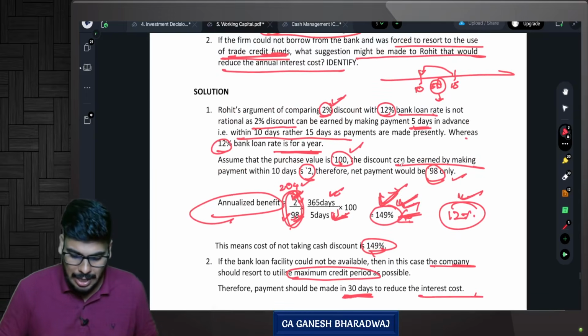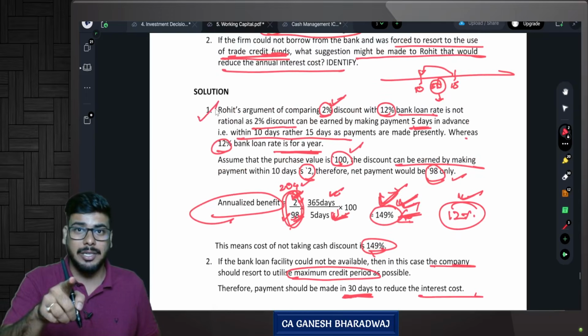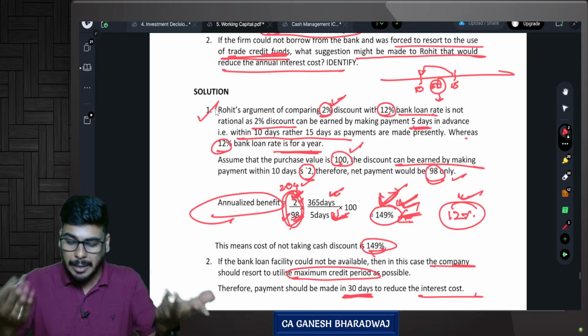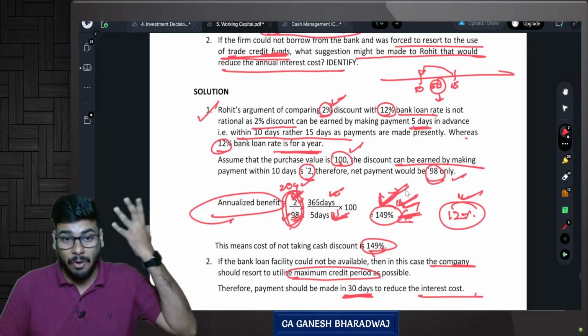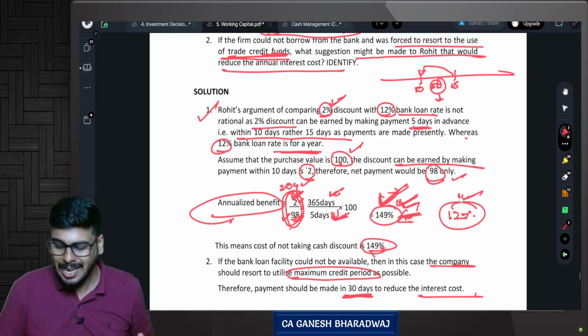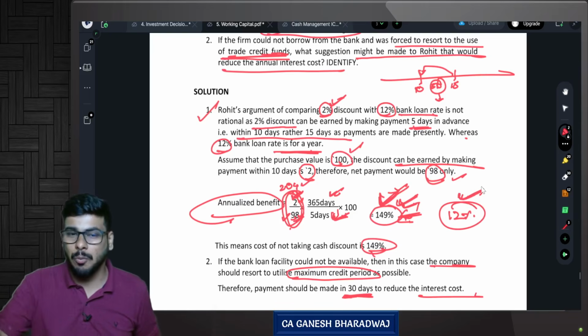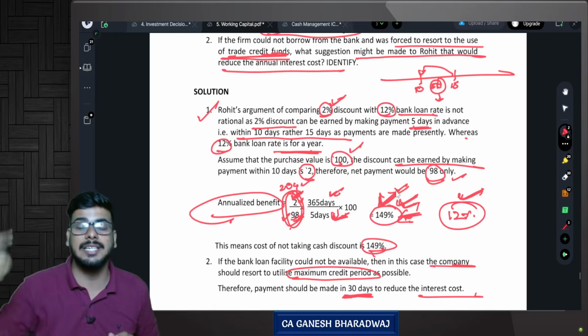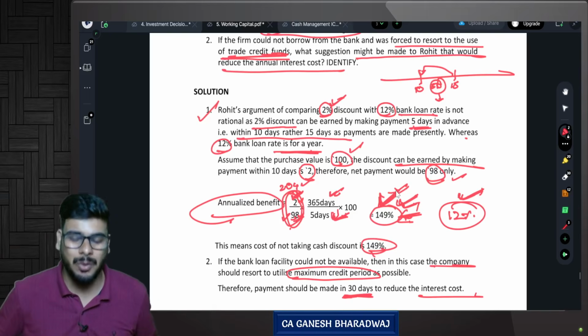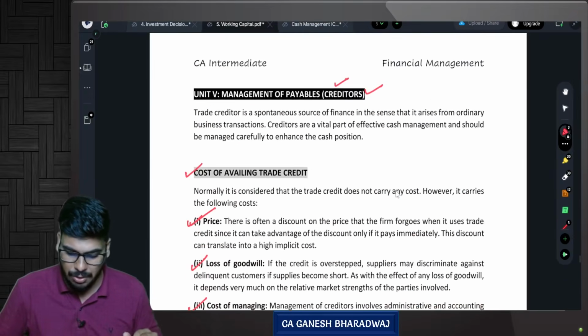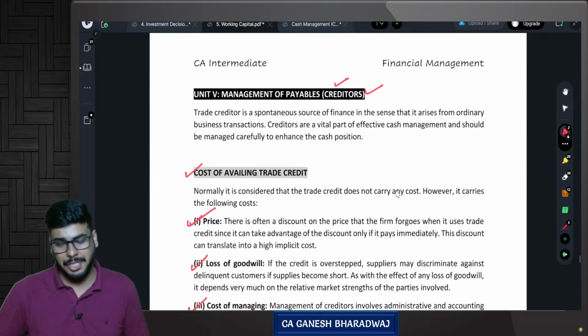So in this case, you tell me, is it better to go for the discount? Yes, absolutely. It is better to go for the discount because it gives you a benefit of 149% annualized, correct, as compared to bank borrowing of only 12%. So borrow at 12%, make the payment early, and get a benefit of 149% in an annualized manner. Are you clear with this? And that is about this particular segment of creditors management.